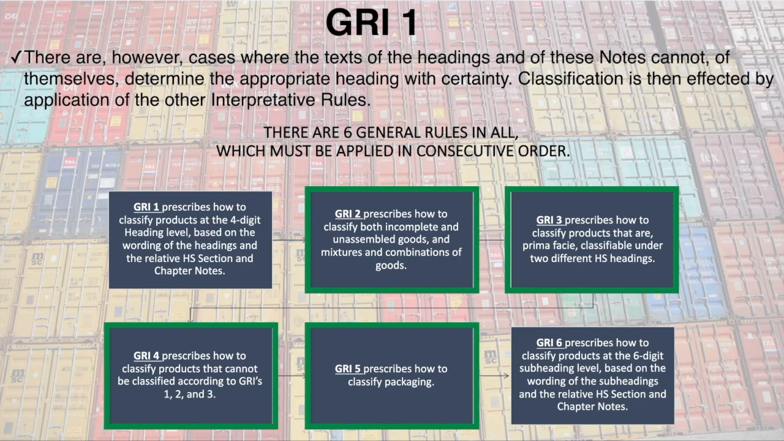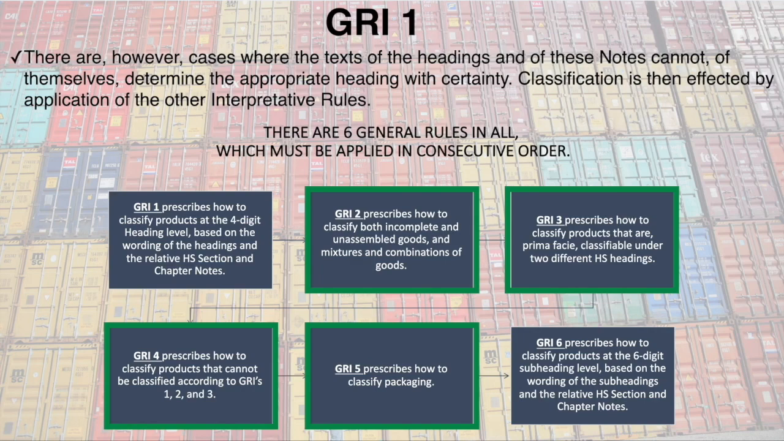However, it may happen that the text of headings and section or chapter notes sometimes are not enough to find the correct classification in a specific heading or subheading. We may find ourselves in a case where it appears a priori that several different items could be the one that corresponds to our merchandise. In this case, the other general rules must be used: Rule 2, 3, or 4, in that order.